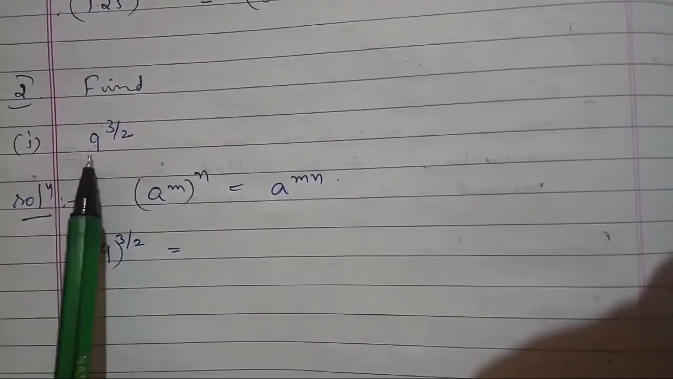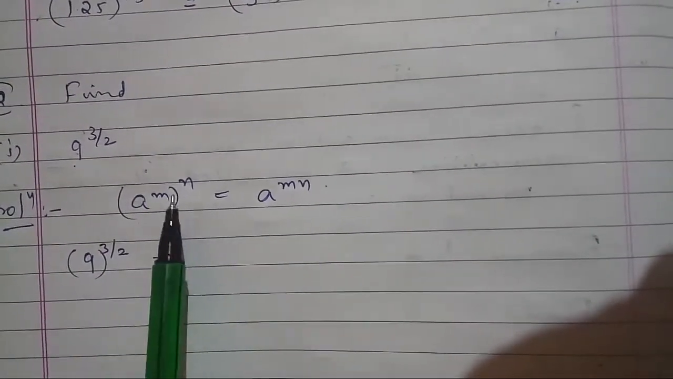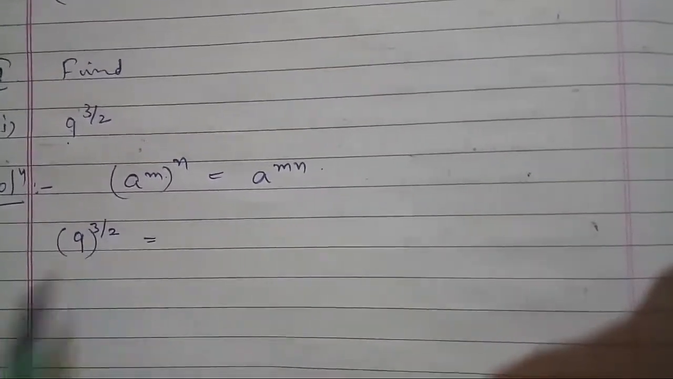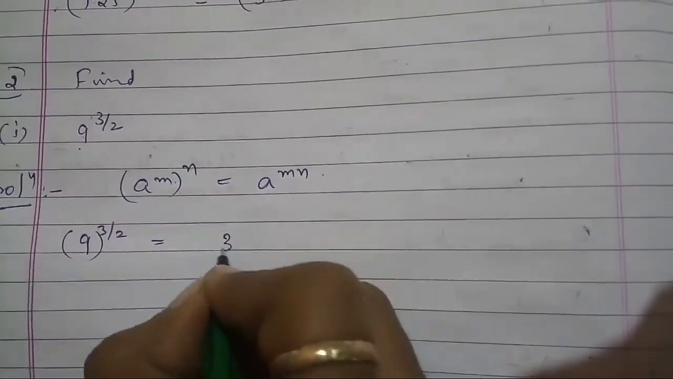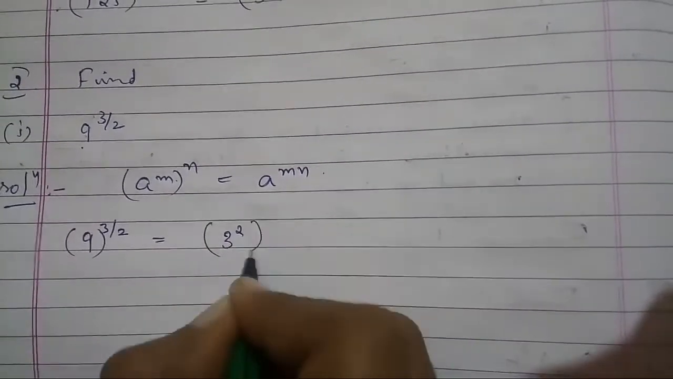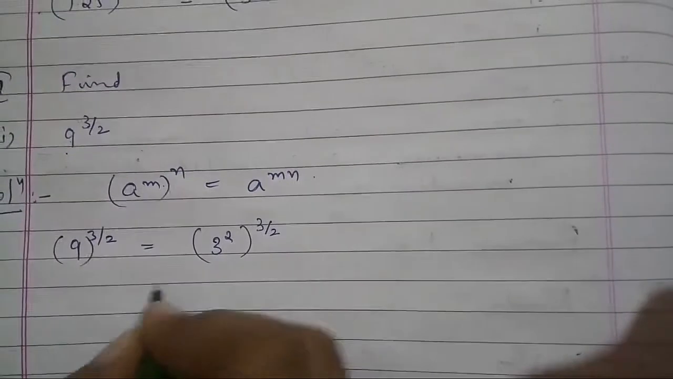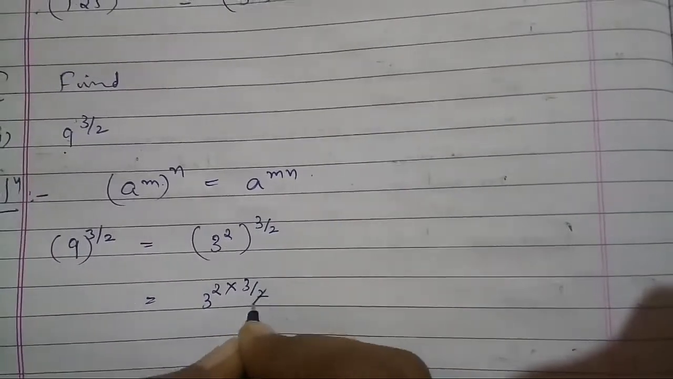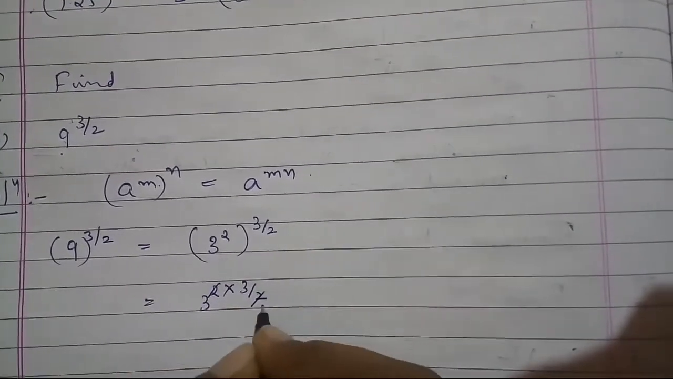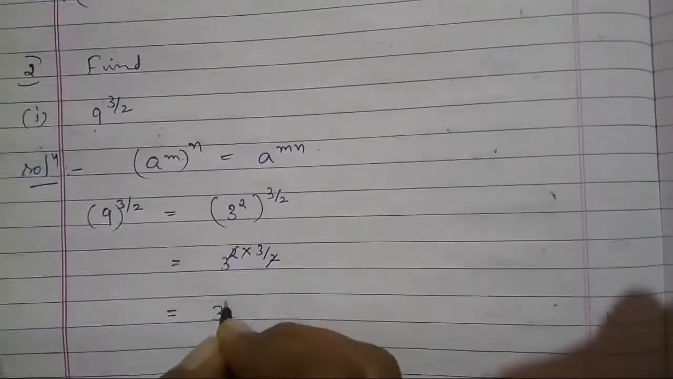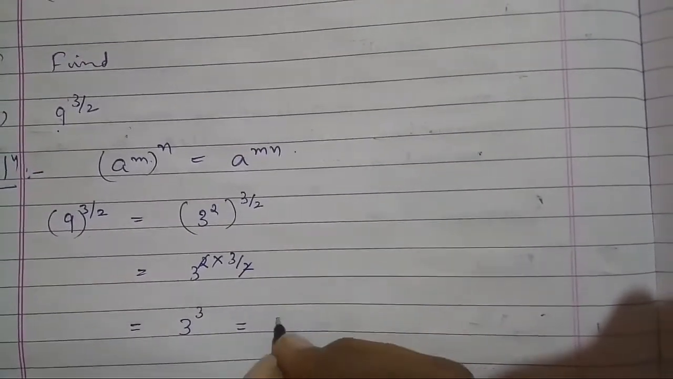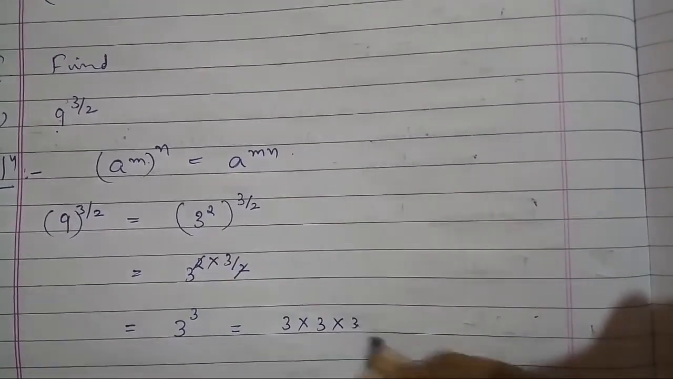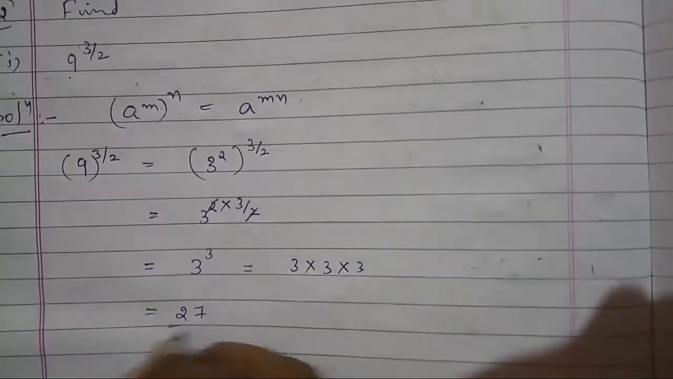Fourth problem, find 9 to the power 3 by 2. This is in the form of a to the power m whole to the power n, that can be written as a power m into n. So 9 to the power 3 by 2 can be written as, here 9 can be written as 3 square. 3 square is equal to 9, right? So whole to the power 3 by 2, as it is the power. Then 3 to the power 2 into 3 by 2. Sorry, 2 get cancelled. We remain with 3 to the power 3. How will we expand 3 cube? It means 3 into 3 into 3. 3 3s are 9. 9 3s are 27. That is 27 will be the answer.